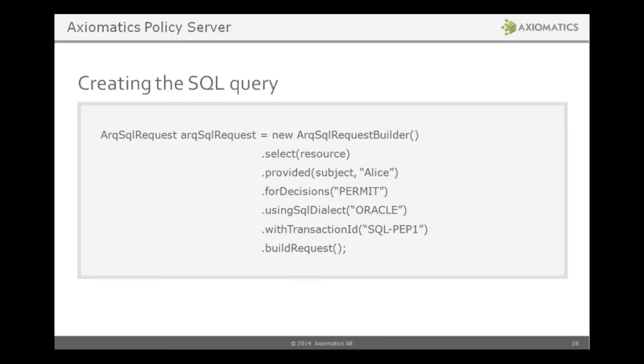Then the PEP, the policy enforcement point, has to process that response and see which resources are permitted and which are not permitted. But in the case of Arc SQL authorization service, it will give you a SQL query and you will run it against the database, and it will give you the list of resources the particular user is permitted to access.